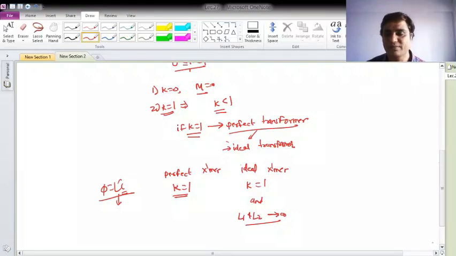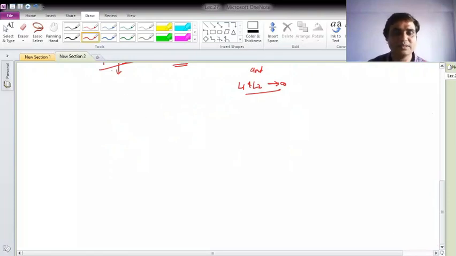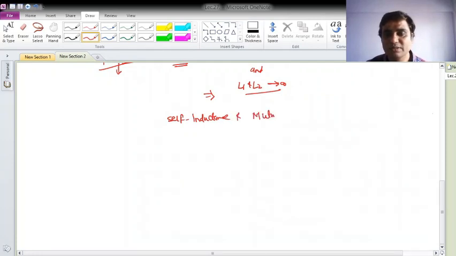Okay, fine. Now with this introduction, let us define the meaning of self inductance and the definition of mutual inductance.